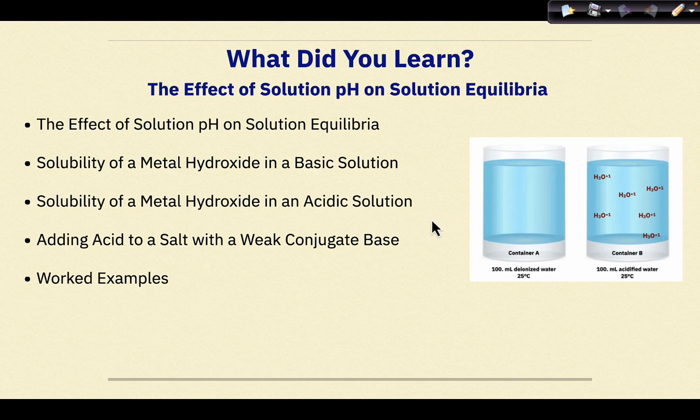So what did you learn? We talked about the effect of solution pH on solution equilibria. We looked at the solubility of a metal hydroxide in a basic solution, the solubility of a metal hydroxide in an acidic solution, adding acid to a salt with a weak conjugate base, and then we went through some worked examples.